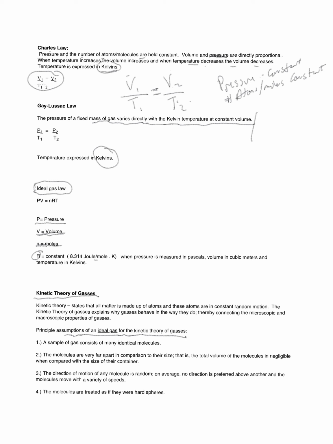So when we talk about gases, generally we're talking about what's referred to as an ideal gas. And so when we talk about the gas laws, it's really looking at an ideal gas. An ideal gas is thought of as a gas that consists of many identical molecules. The molecules are very far apart in comparison to their size. That is, the volume of the molecules is negligible when compared to the size of the container. The direction of motion of any molecule is random. On average, no direction is preferred above another, and the molecules move with a variety of speeds.